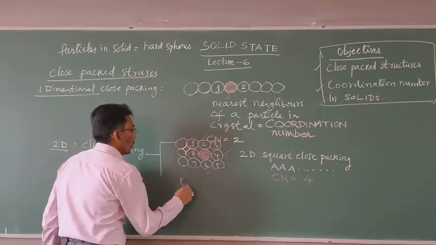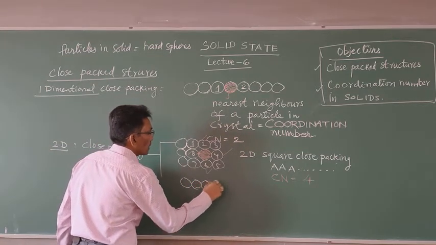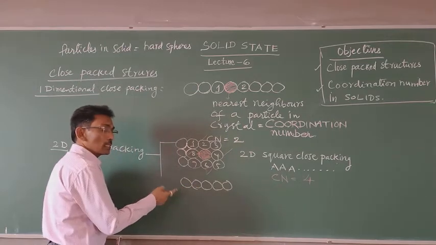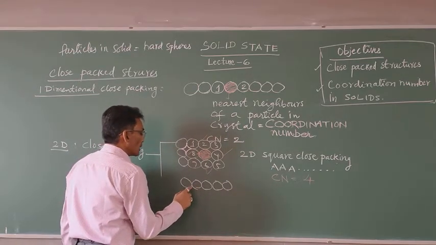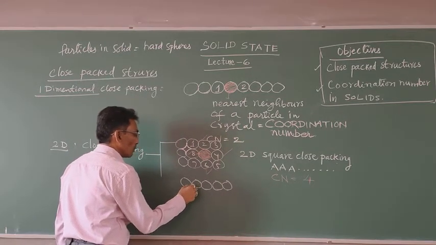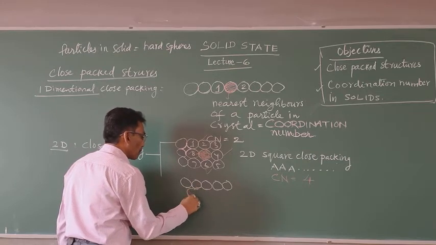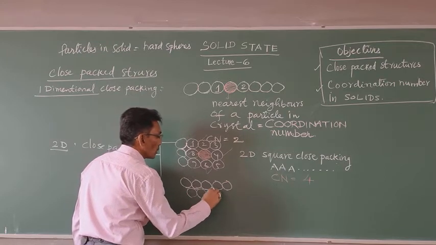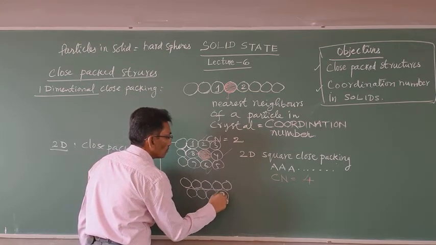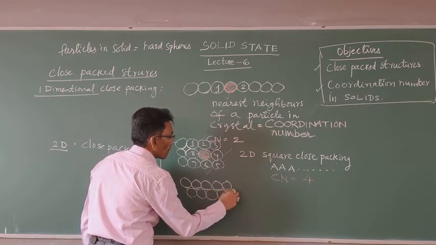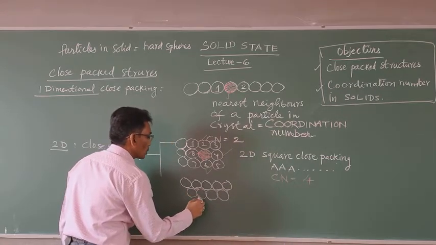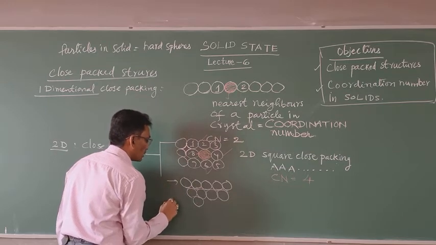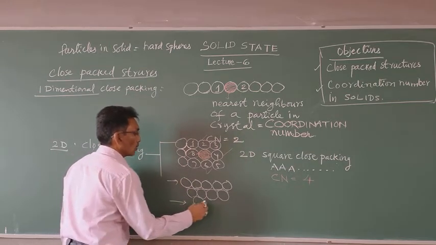Now, first row of particles like this. The second row of particles is not in exactly the same position as the first row. This is a depression. That is occupied. This is a depression. Like that. Next, this is the depression of this one. Well, depression, how is the position of the first row and third row?